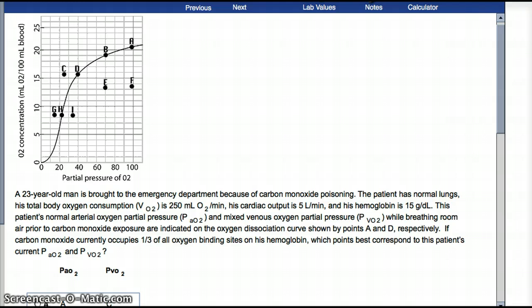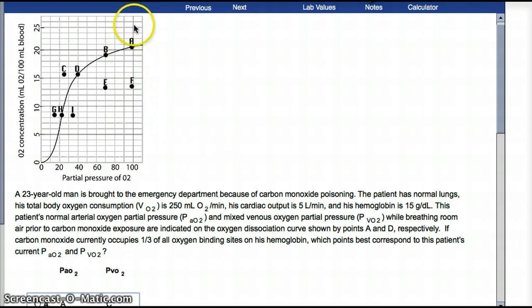arterial partial pressure of oxygen for artery is A, and for venous it's D. So the question is asking where exactly these points are going to move if carbon monoxide comes and binds. Now we already know from the question that carbon monoxide occupies one third of the binding site.